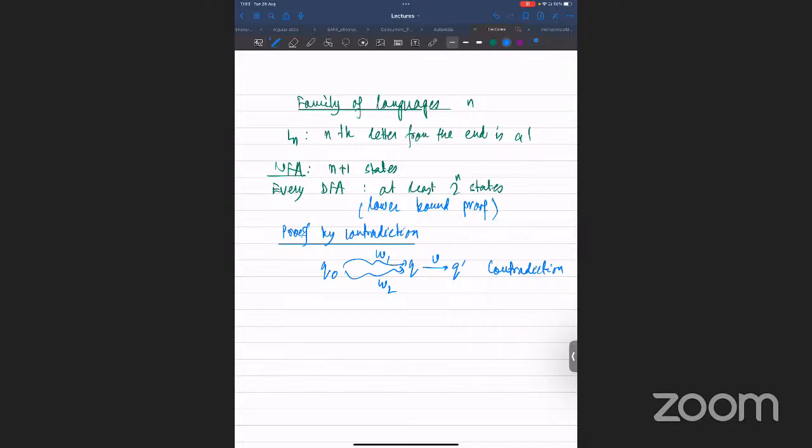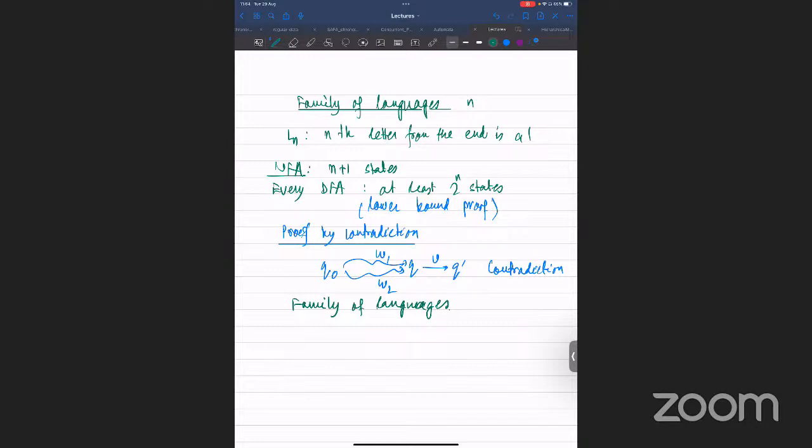Good enough, right? Hence every DFA should have at least 2 raised to n states. And we are getting this for a family of languages. This is important. You cannot just do this for a single language, not just L3 or L4 or anything of that sort. You have to show this for a family of languages. Clear enough? Any question?